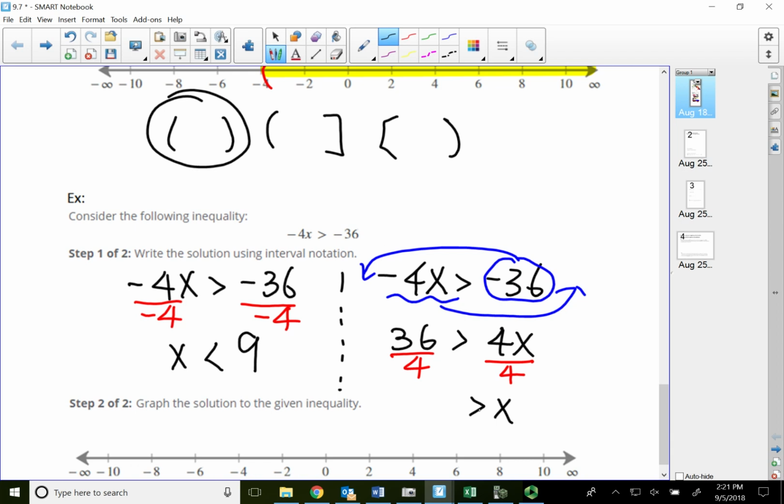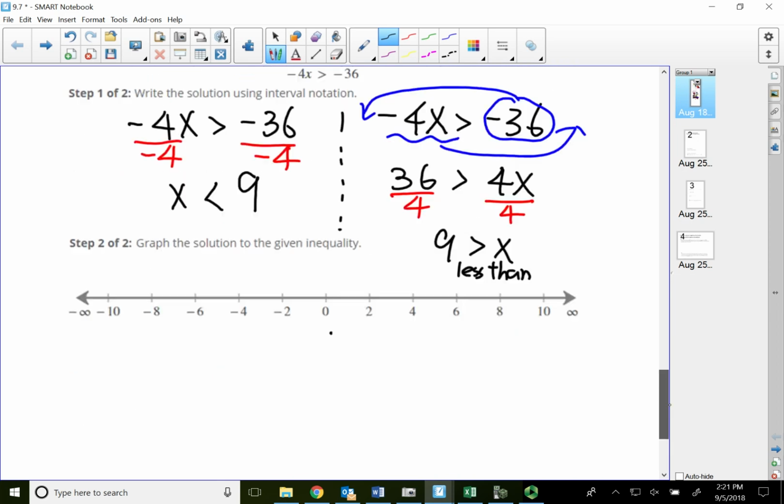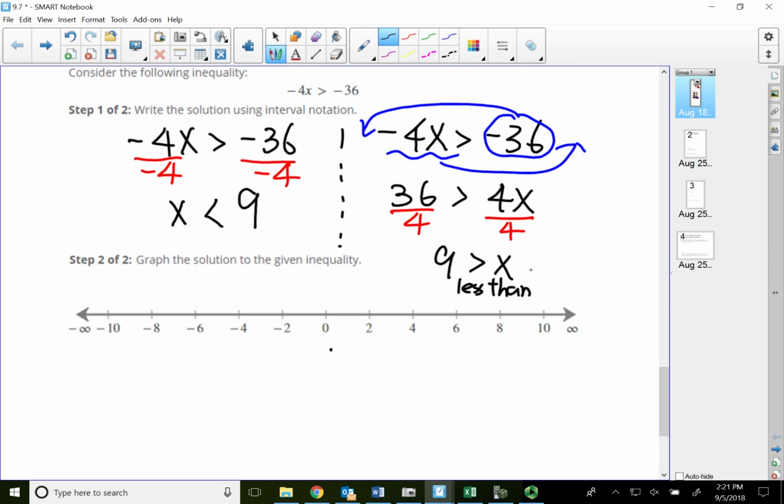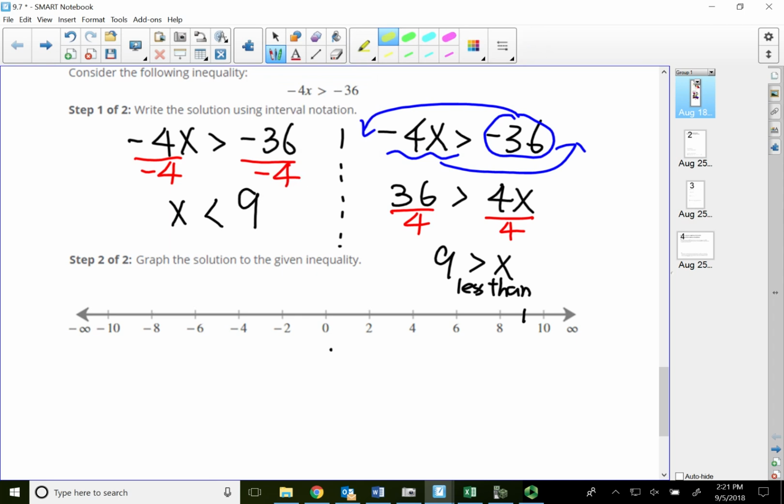How do you read this? X is what? Less than positive 9. Just like here on the left side, x is less than positive 9. If I read from the variable, this also says x is less than positive 9. So let's go to the graph real quick before we come back to interval notation. Looking for numbers that are less than 9. So 9 is about right here. So looking for all the numbers that are less than 9. That will be to the left of it.